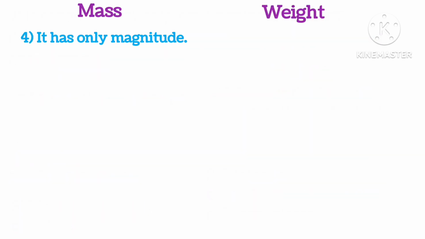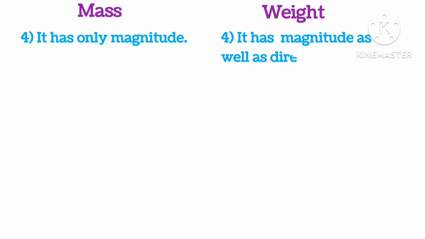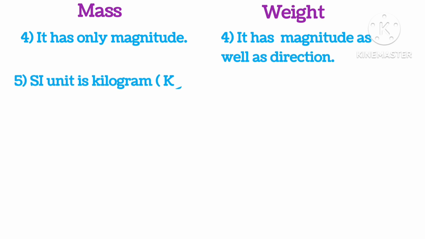Mass has only magnitude. Weight has both magnitude as well as direction. The SI unit of mass is kilograms. The SI unit of weight is Newton.